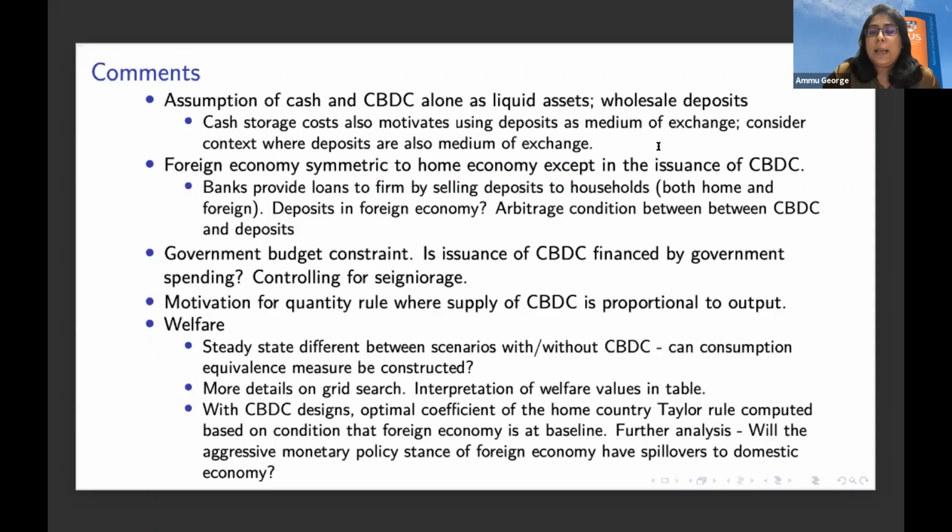And finally, the optimal coefficients are computed based on the assumption that the other economy is at baseline. So that is the reason why the foreign economy's monetary policy stance is more aggressive. So does it have some spillover effects back to the home country? So that is another comment that I have.